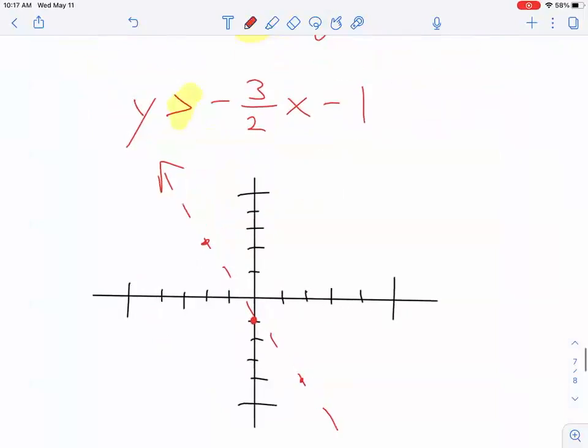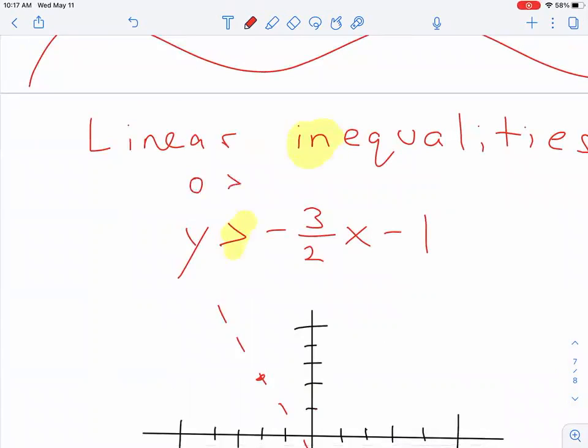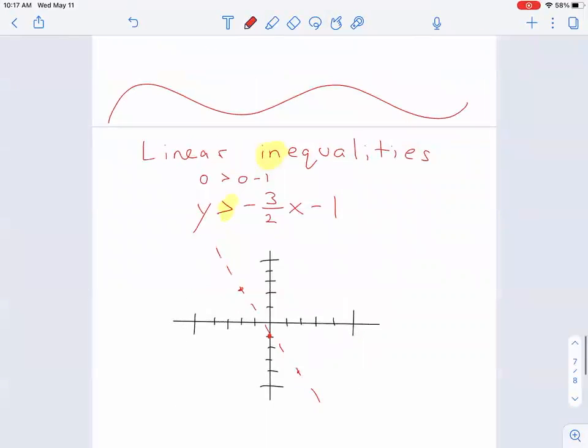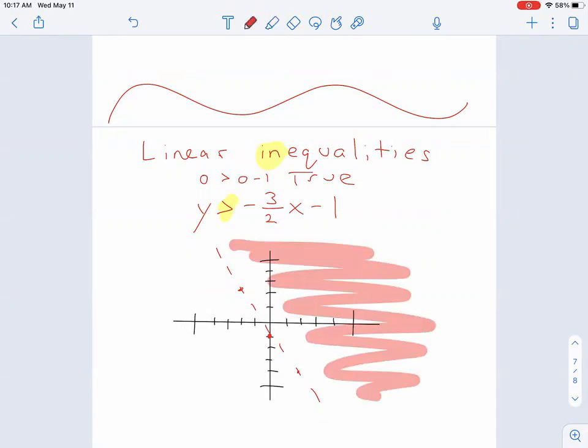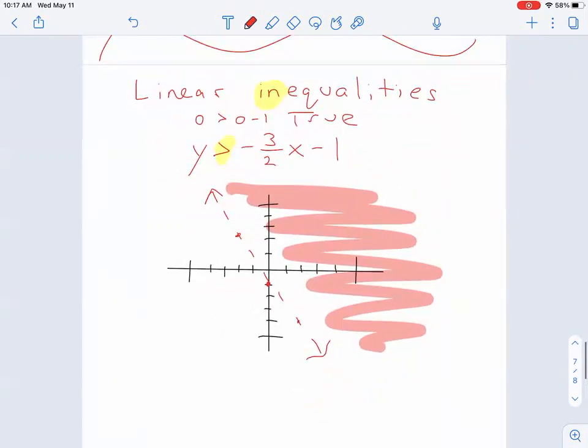So I'm going to pick 0, 0. Since that's not on the line, that's always a nice number to work with. And I'm going to plug in 0 for x and 0 for y. So I'm going to do 0 is greater than, well, -3/2 times 0 is 0 minus 1. So 0 is greater than 0 minus 1. That is true. And that tells me that 0, 0 must be shaded. So I need to shade that side of the line. And that is our linear inequality of that graph. All right, any questions yet?